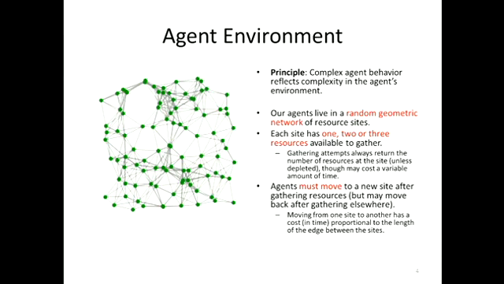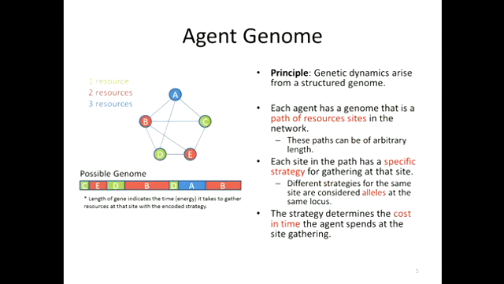And every time an agent goes to a gathering site, they're successful at gathering those resources. The cost, however, how much energy it costs them to gather those resources, varies, and that's going to be dependent on a strategy encoded in their genome. Furthermore, our agents have to move around the network, so there's also an energy cost associated to that.